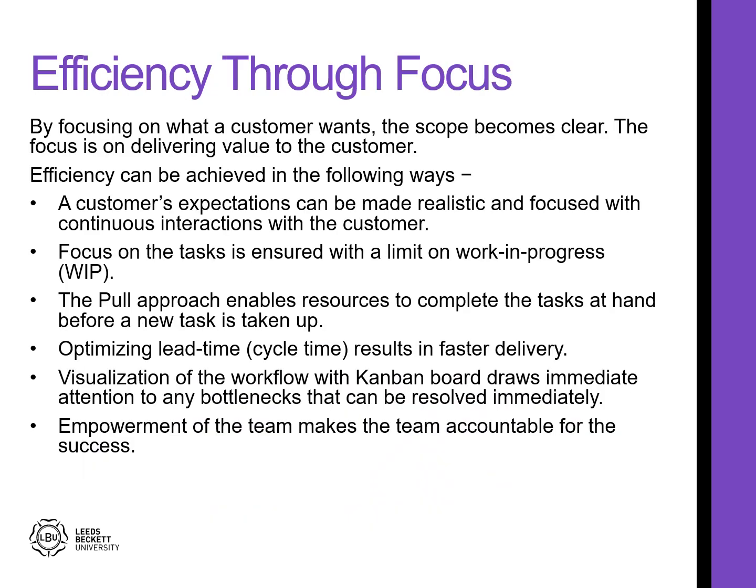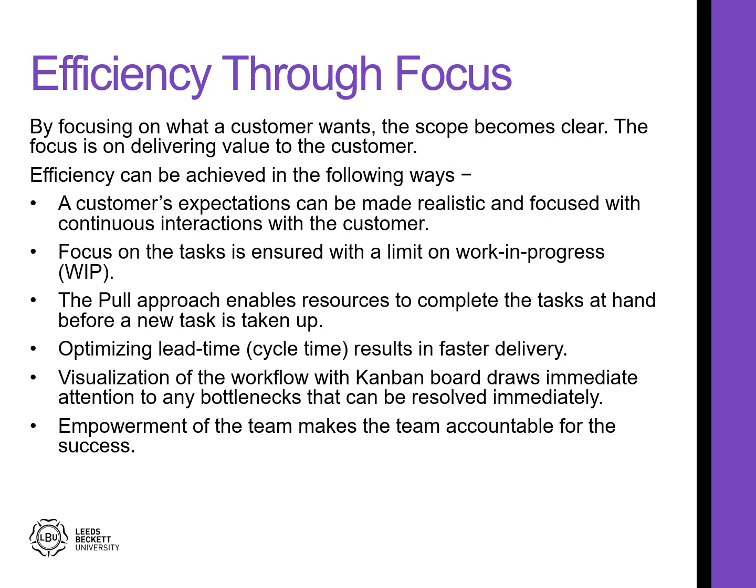Efficiency through focus, by focusing on what a customer wants. So it's this pull system. The scope becomes clear. The focus is on delivering value to the customers. A customer's expectations can be made realistic and focused with continuous interaction with the customer. Focus on the task is ensured with a limit on work in progress. You don't want work in progress, it's costing you money as a company. You're not getting paid for that until it gets out of the door. So by reducing work in progress, you've got less money tied up in materials.